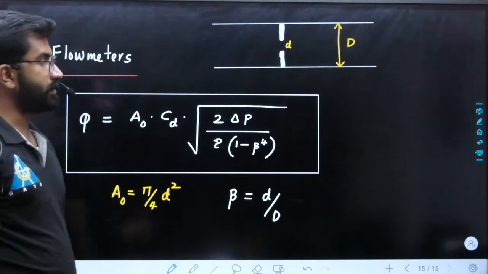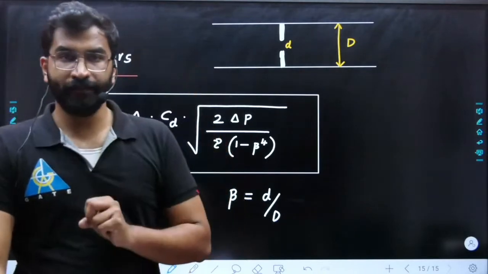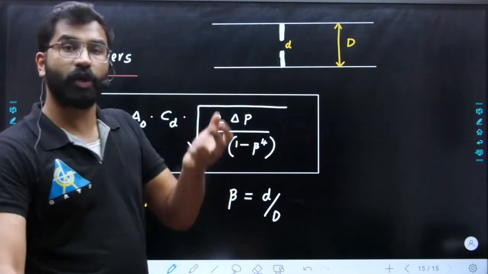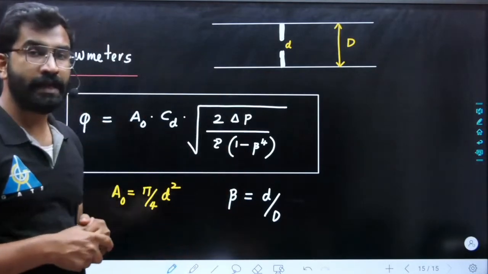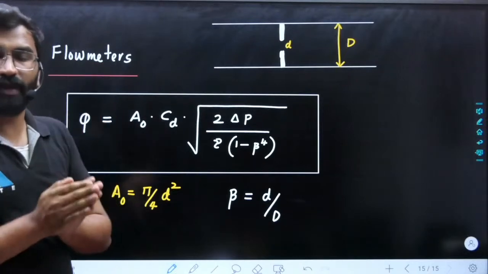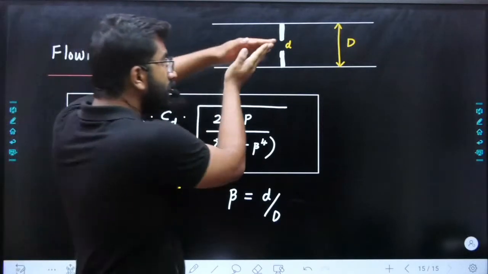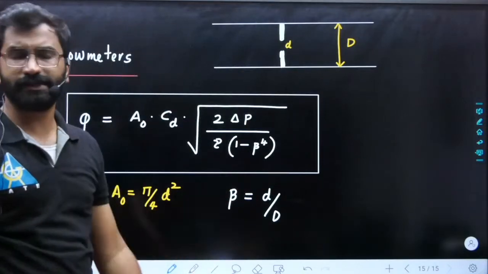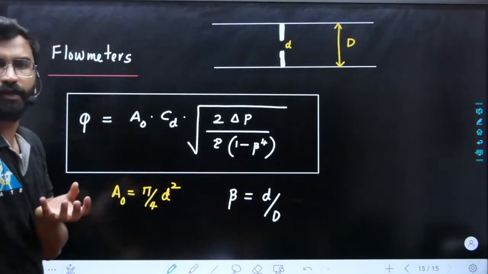Now always remember, in the orifice meter your pressure drop will be more, that is, you have more losses. In the case of the Venturi meter, the flow will fully develop after some time, so the losses are less in the Venturi meter.